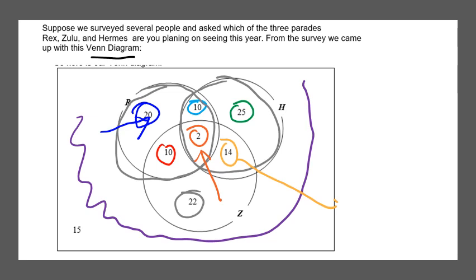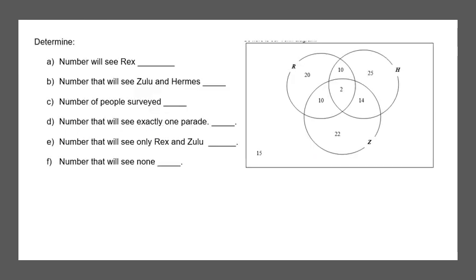Let's move on. Let's work a problem. Okay, once again, you should be pausing the video and trying to work these problems out, all right? Now, for our above slide, here is the Venn diagram, and we're going to attempt to answer some questions. What number of people will see Rex? So they're going to see Rex.